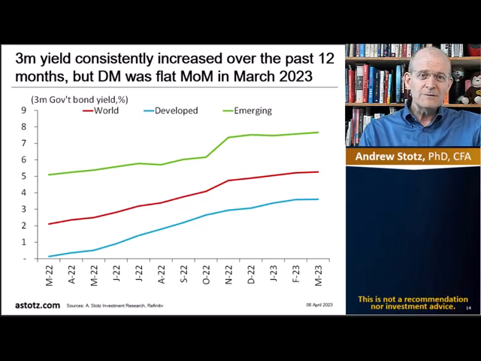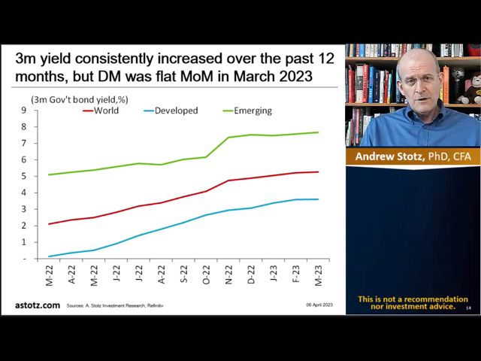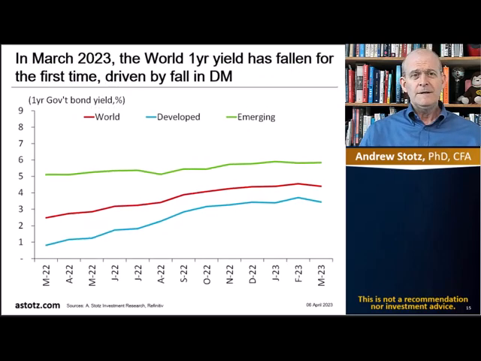The 3-month yield consistently increased over the past 12 months, but developed market was flat month-on-month in March. Now, the month-on-month movement in March basically tells me that we could be at the end of the rate hike cycle for the developed markets. If we look at the 1-year government bond yield, what we'll see is that in March 2023, the world 1-year yield has fallen for the first time.